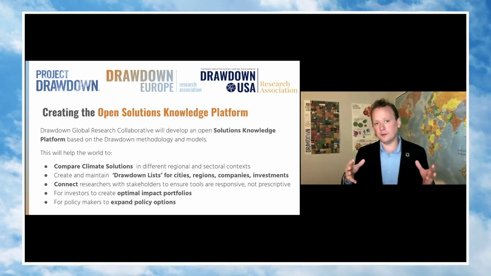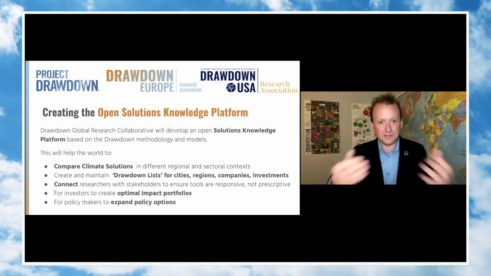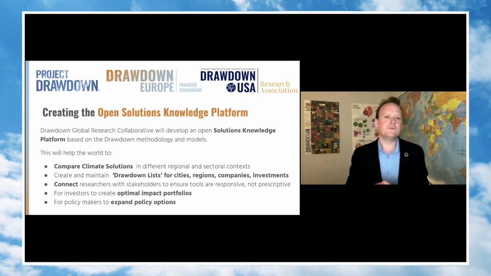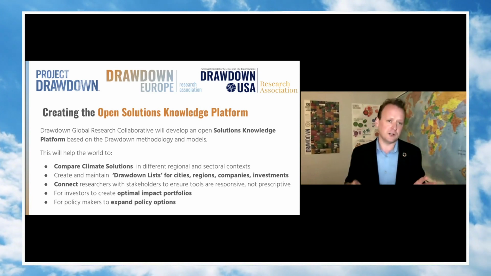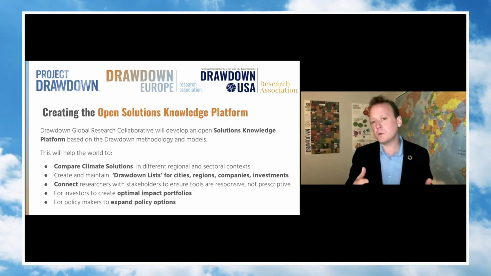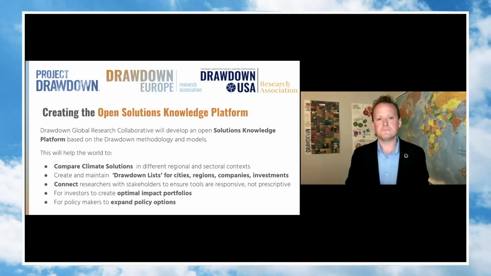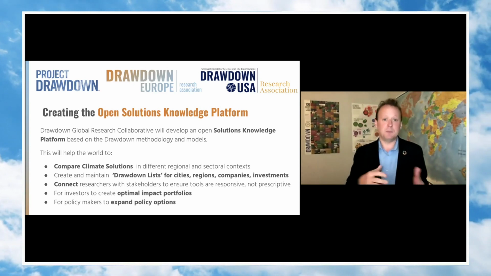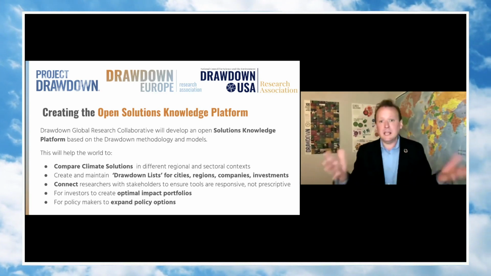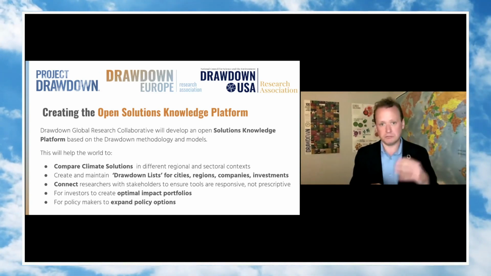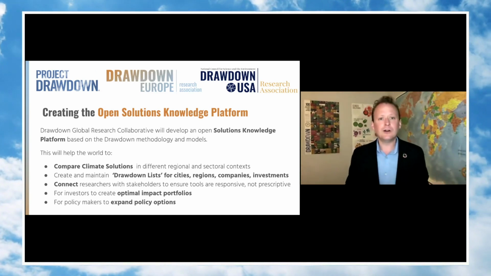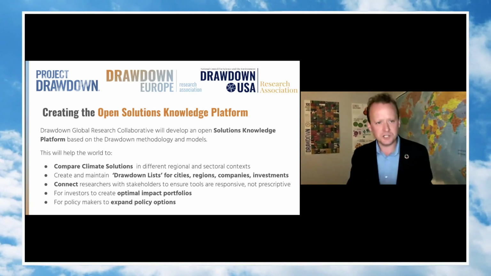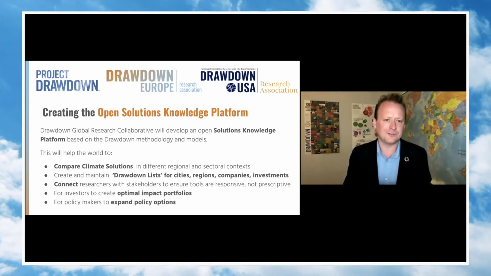Through the distributed network we're calling the Global Research Collaborative, this platform will allow for the integration and validation of place-based data to be incorporated into the Drawdown framework. It will allow us to develop the capability to work within any contextual boundary, whether that's regional or national, local, or even across corporate supply chains and investment portfolios.